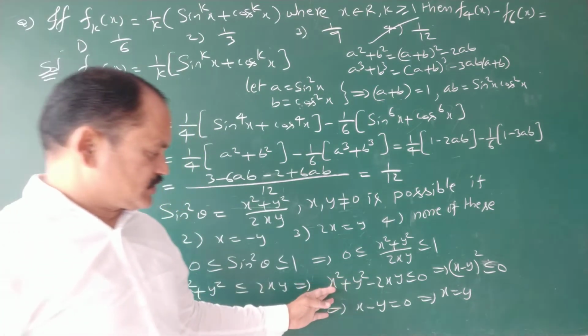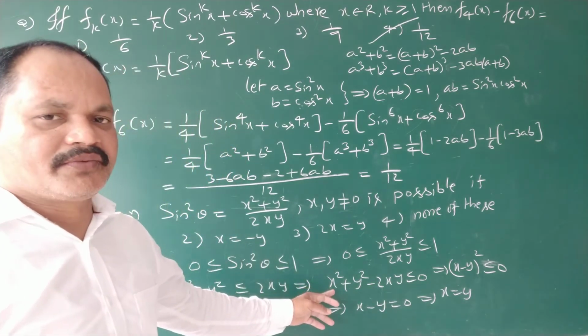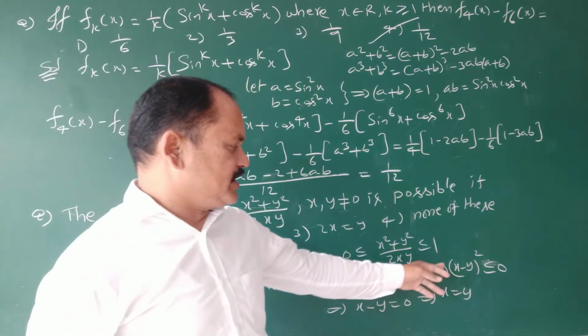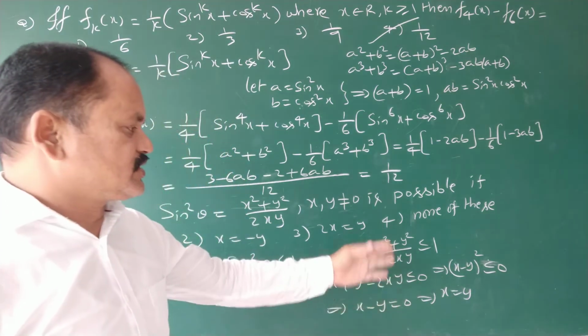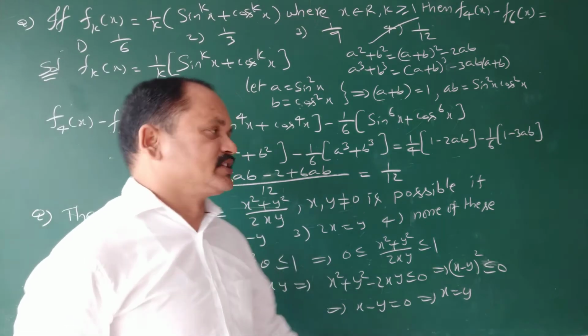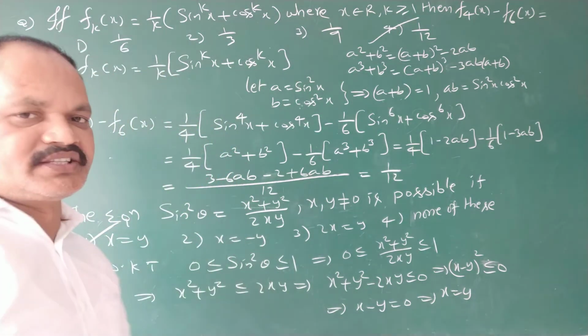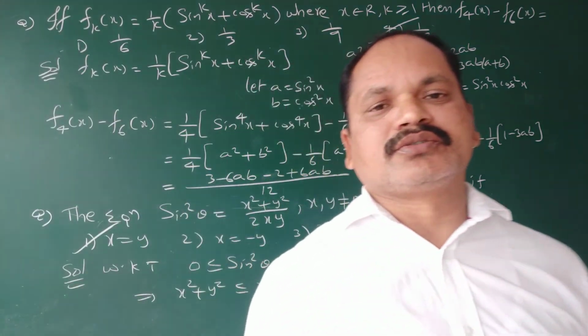Take this side: x square plus y square minus 2xy less than or equal to 0. This is in the form of a square plus b square minus 2ab, that is (a minus b) whole square. That's why (x minus y) whole square is less than or equal to 0. So x minus y is equal to 0, so x is equal to y. That is the first option, so that is the right answer. Okay, now we are going to some more questions.